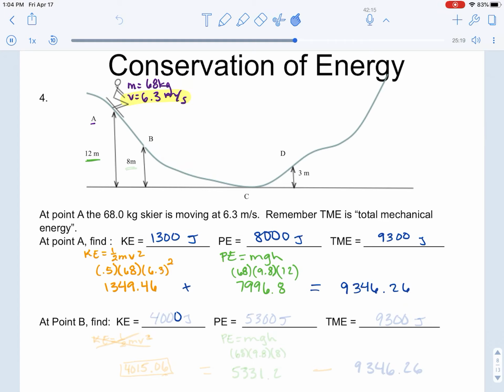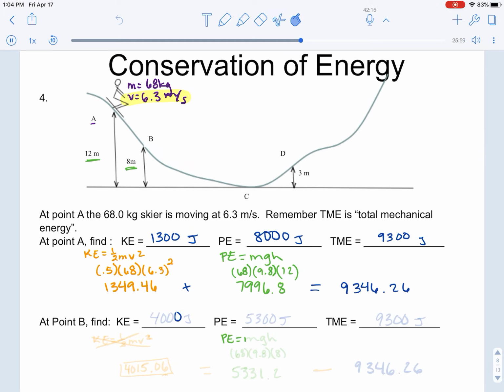Point B. It's asking us to do all the same things, but here's where you have to understand how the different types of energy transfer from one into another. And the main idea of conservation of anything is that the total amount is always accounted for, okay? So in a frictionless situation, we say that the total is conserved, meaning we have the same value for our total at all different locations. It's just changing how much of that total is in the kinetic form and how much of that total is in the potential form. So we can see at point B, we now have a height of 8 meters.